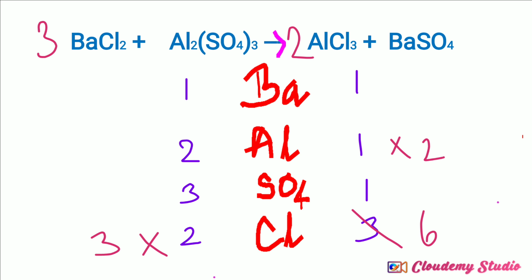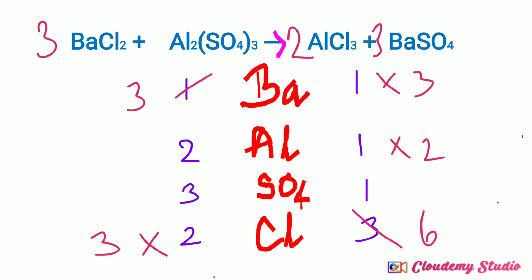When we multiply, what happens? Number of barium atoms at the left hand side will become 3 times. But the right hand side, it is only once. Therefore, what has to be done? This barium at the right hand side has to be multiplied by 3 times. That is, the barium is present in barium sulphate. So the barium sulphate has to be multiplied by 3 times.